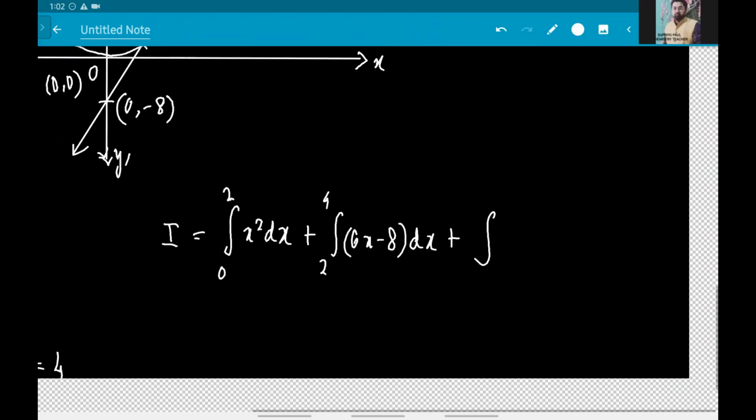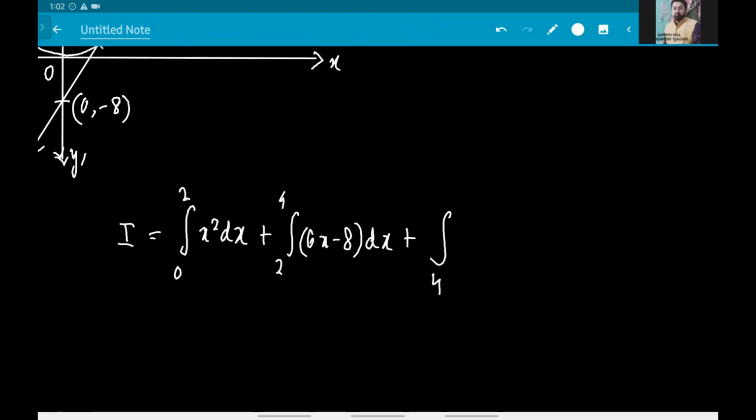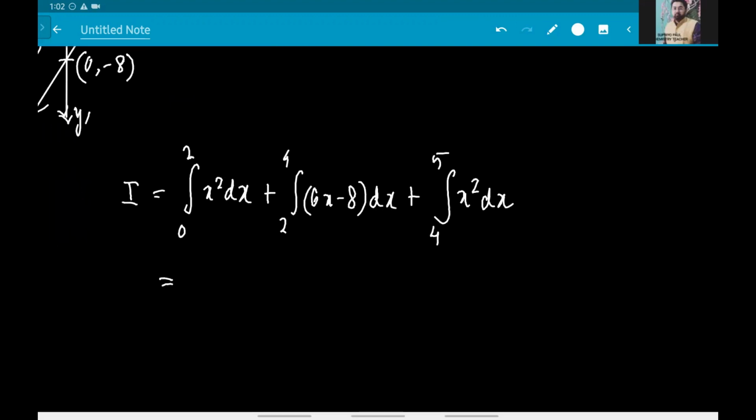So from 4 to 5 we will take. So from 4 to 5, which one is maximum? It is x squared, that is maximum. Okay, so just by putting the values of the lower limit and upper limit and simplifying, you will get this result of integration as equal to 43. So here option C is the correct option.